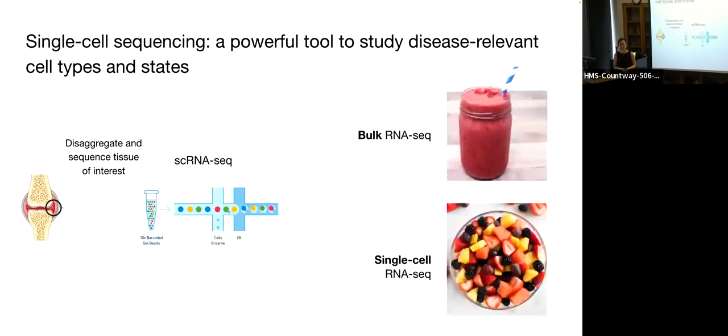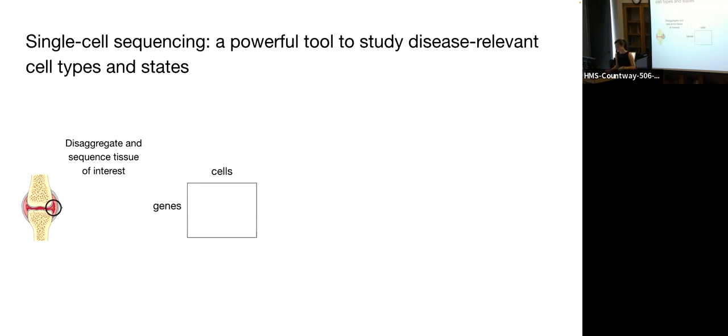And this is all very exciting because previous methods like bulk RNA sequencing tend to average all the cells from a given sample together like a smoothie, whereas single-cell RNA sequencing lets you measure each individual cell, where you can distinguish each type of fruit or cell, like a fruit salad.